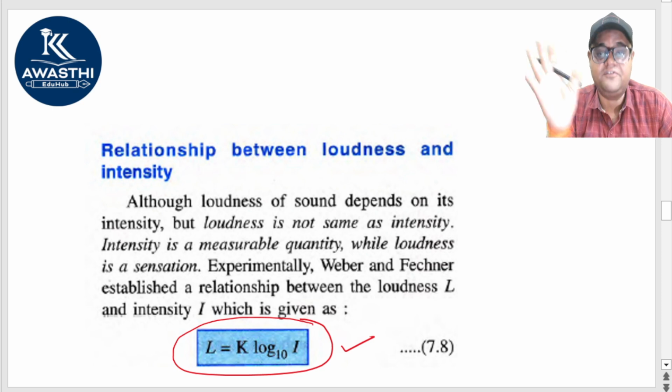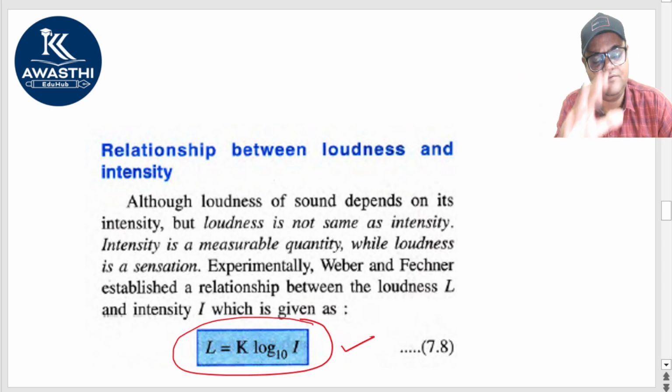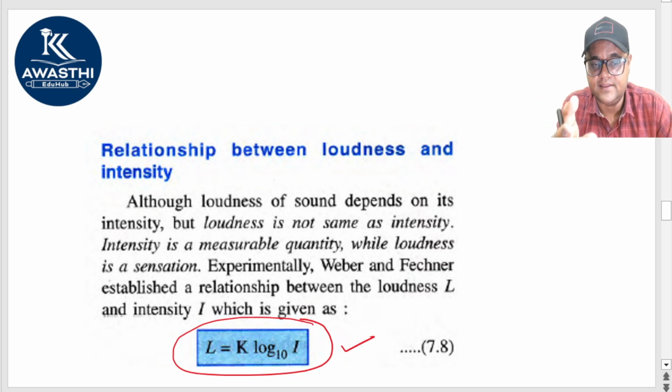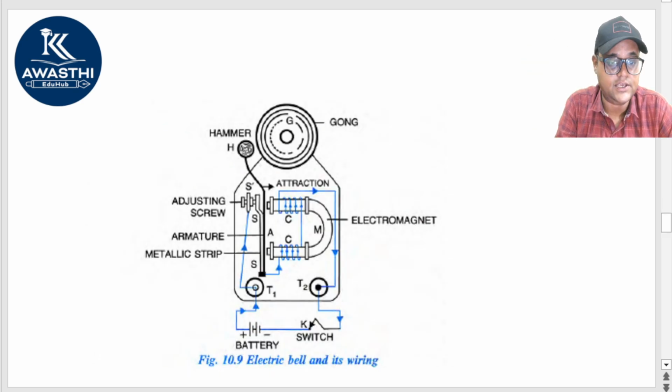There is a lot of confusion between phon and decibel in terms of intensity and loudness. We have already discussed it in one of the lectures. You can find that lecture in the playlist, right? But आपको ये वाला formula derive नहीं करना है, basic knowledge होना चाहिए, right?